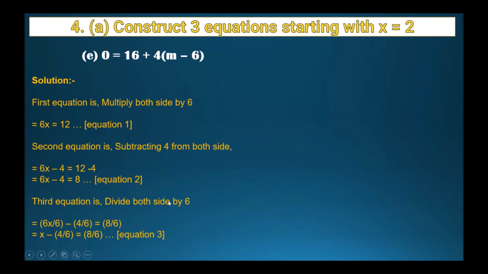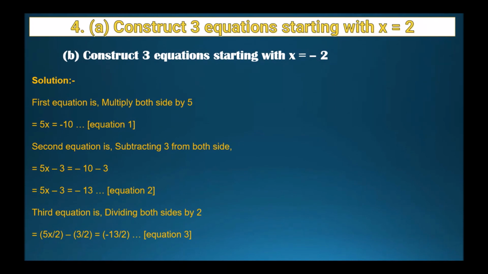Third equation is divide both sides by 6. So 6x upon 6 minus 4 upon 6 equals 8 upon 6. So 6 will cut, so it will become x. Minus 4 upon 6 equals 8 upon 6. This is the third equation.